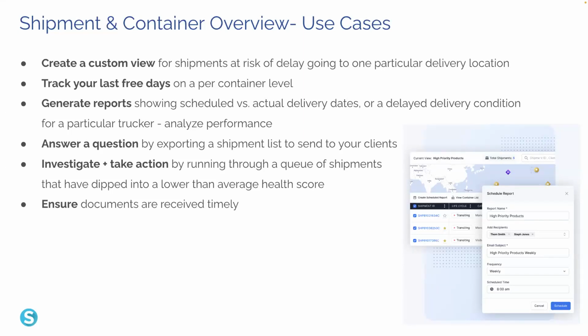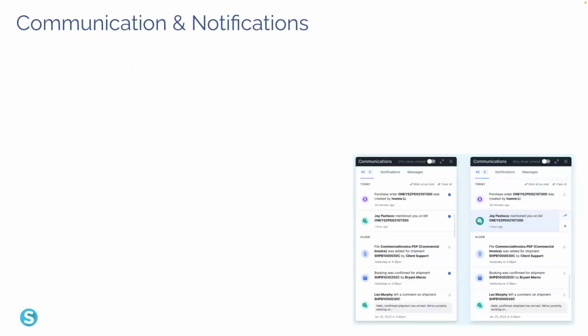You can investigate and take action by running through a queue of shipments that dipped into a lower than average health score. You can also ensure your documents are received timely, as we discussed earlier.